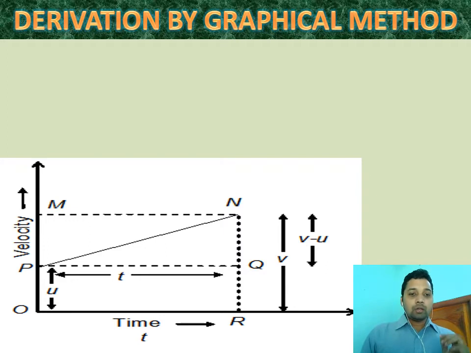At origin O, time is 0. At R point, time is t. Means the difference of time here is t minus 0, or t. Means for the change in velocity v minus u, the time difference is t minus 0. So v minus u and t minus 0 are the change in y-axis and change in x-axis. So let's come to the first equation.